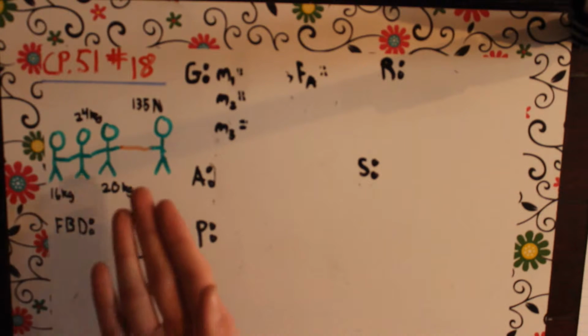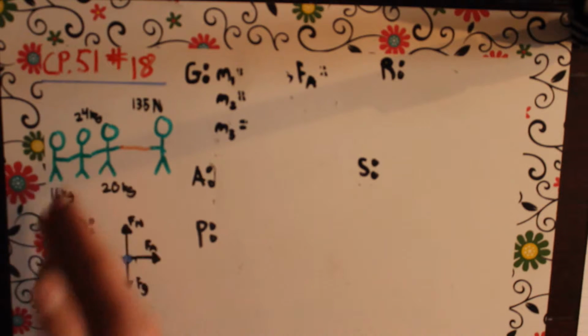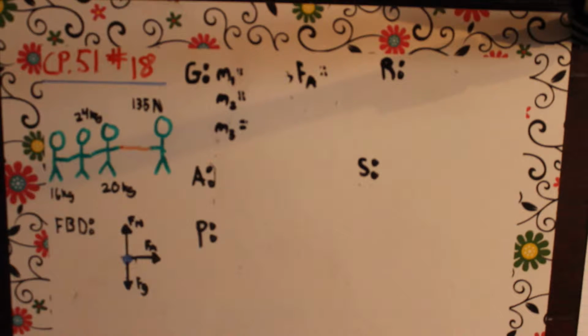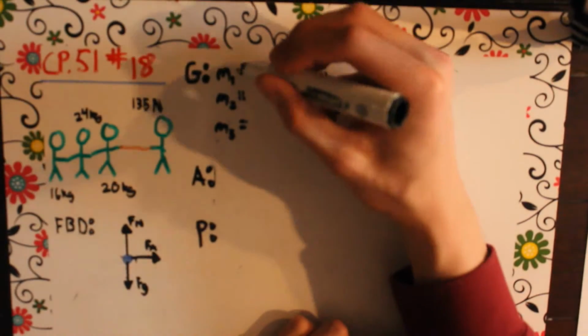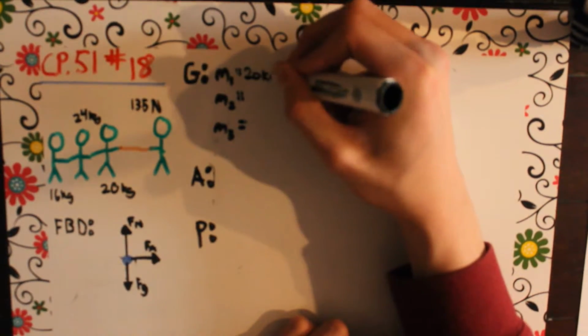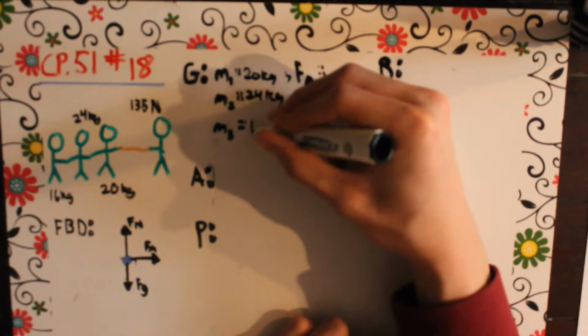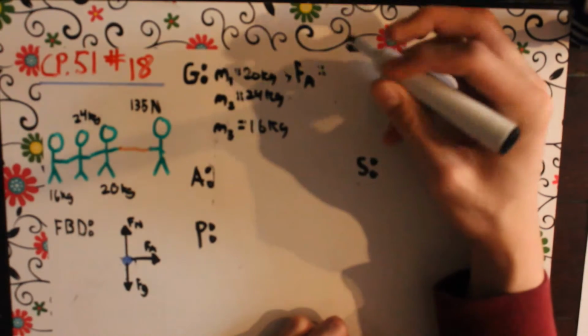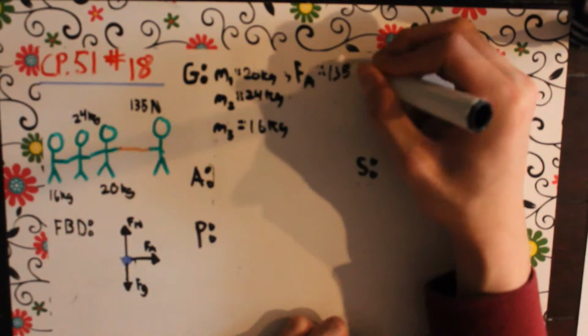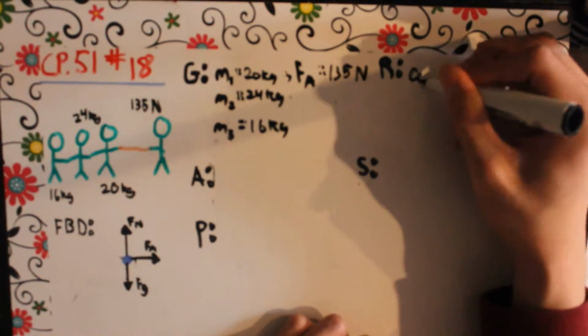So as you can see, I wrote out a diagram that explains each of the masses of the children and the force being pulled. So to solve this problem, we'll first write out the givens. Mass 1, 20 kilograms of the first child. Mass 2, 24 kilograms. And mass 3, 16 kilograms. And the force applied, which is 135 newtons. Required is the acceleration.